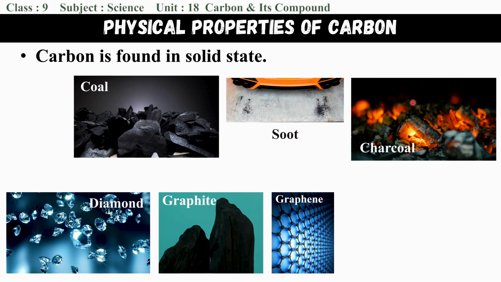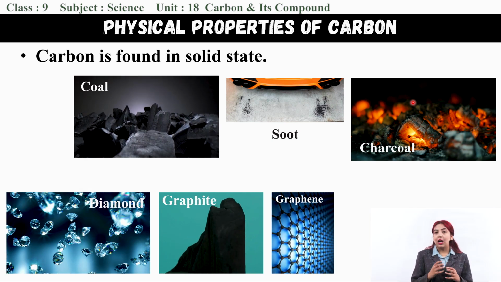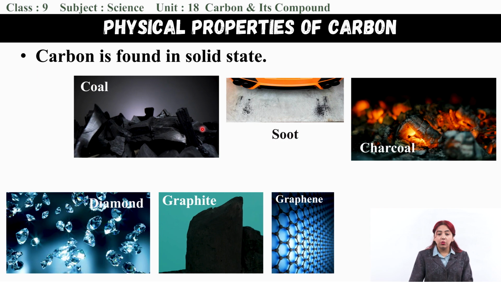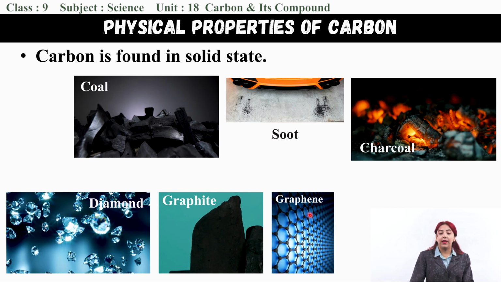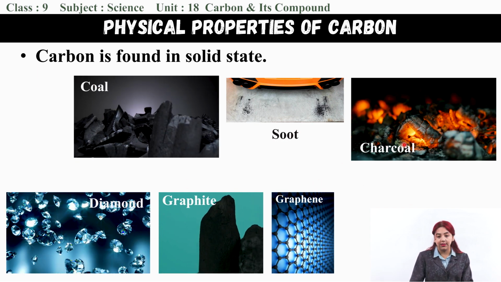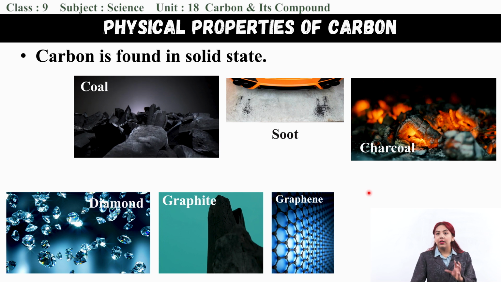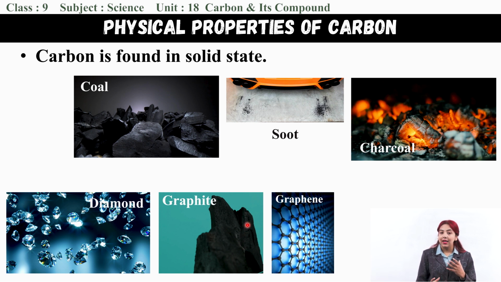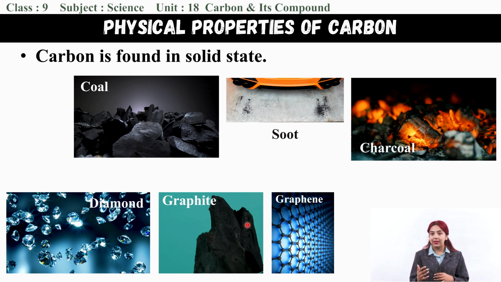Now, the first physical property of carbon is that it is found in solid state. Now, the gold, soot, charcoal, diamond, graphite and graphene you can see here in this video, these all are in solid state. You can see that. And these all contain only carbon in them. So from that we can say that carbon is found in solid state.